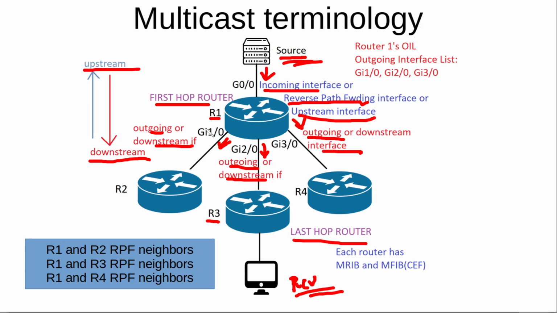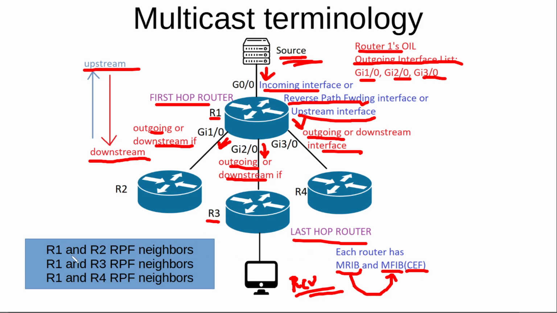Coming back to router 1, if you put together gigabit 10, 20, and 30, which are all downstream interfaces, you can create an outgoing interface list. So for router 1, the outgoing interface list is gigabit 10, gigabit 20, and gigabit 30. Remember that for multicast, each router has its own multicast routing information base. And from that table, the MFIB is created in order to have CEF, so you can CEF switch multicast packets.